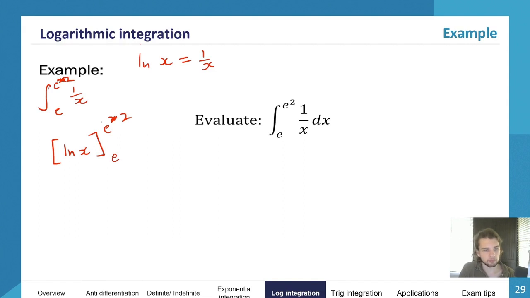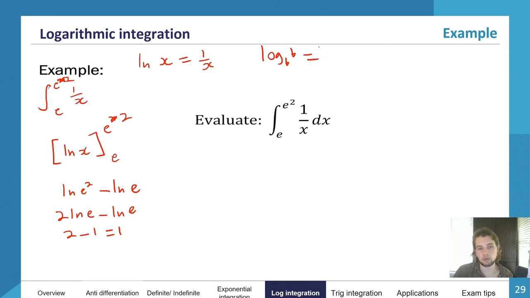And then we have e down the bottom as well. Okay. So this becomes ln e squared minus ln e. That becomes 2 ln e minus ln e, which becomes 2 minus 1, which equals 1. And that's just using our logarithmic rules. If we have a log base b and then it has b inside of it, that is equal to 1. And ln is equal to log base e. So we have ln with an e inside of it, that is equal to 1.